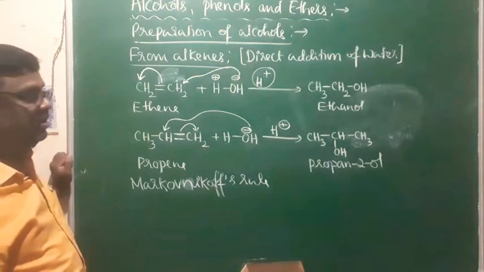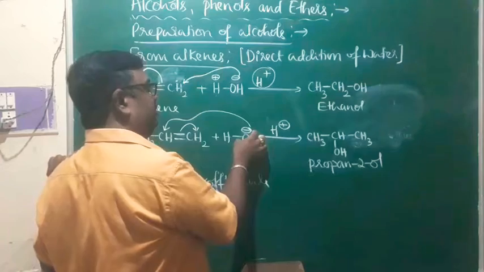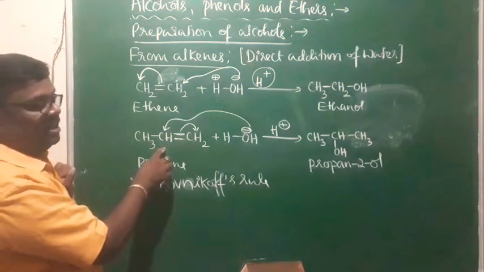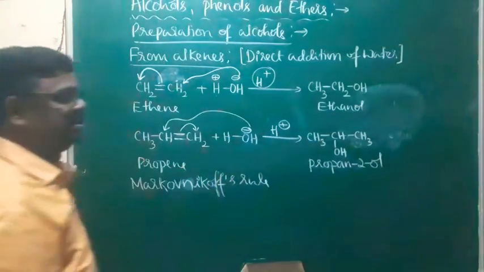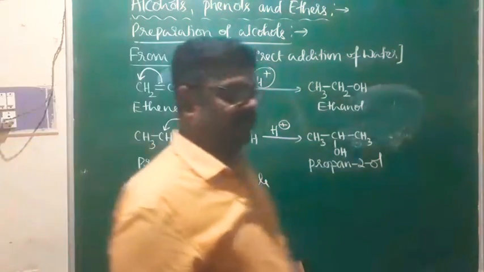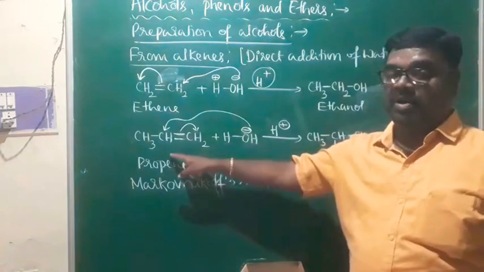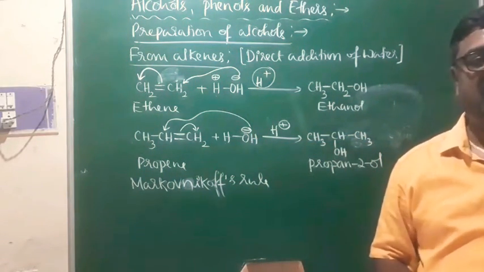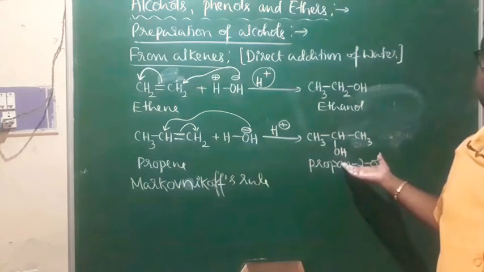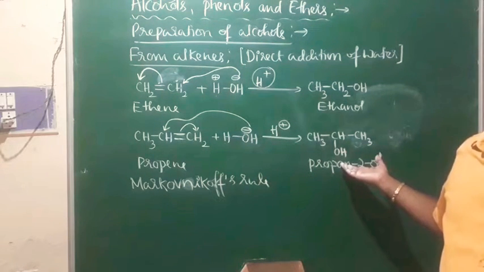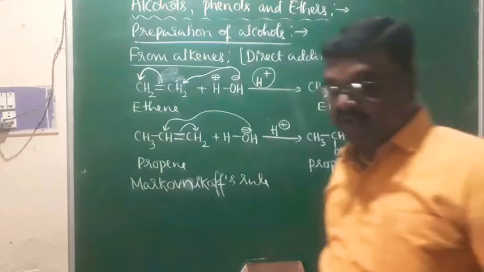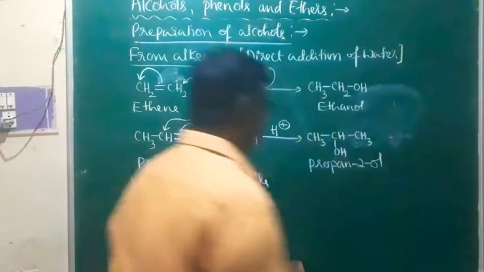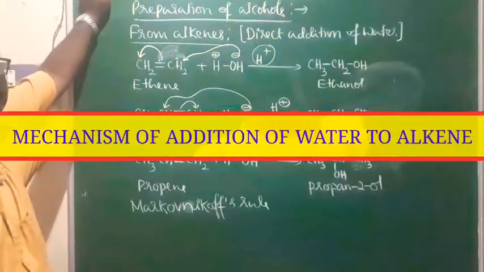According to Markovnikov's rule, the negative part of the adding molecule will be attached to that carbon atom of the double bond containing the least number of hydrogen atoms, and accordingly you are going to get propan-2-ol. You know the reason for that, because propene produces a secondary carbocation that is more stable than a primary carbocation. Because of that, addition takes place like this. You studied that in first PUC. So this is what we call preparation from alkenes, and that is by direct hydration, so direct addition of water across the double bond.